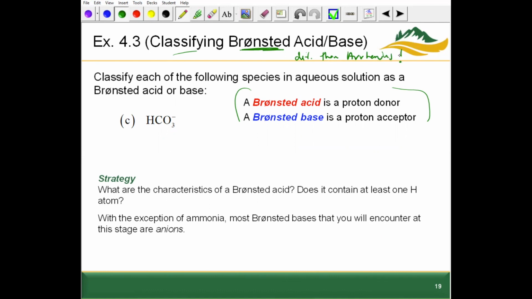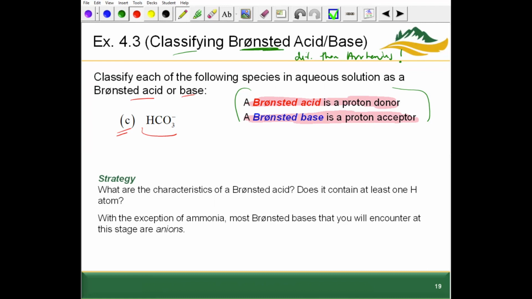There are different definitions. Bronsted acids are defined only as the fact that they can donate a proton, or do donate a proton. Bronsted bases are defined as proton acceptors here. Here in 4.3c, we're going to talk through this together. So we're going to classify this as either a Bronsted acid or a base.